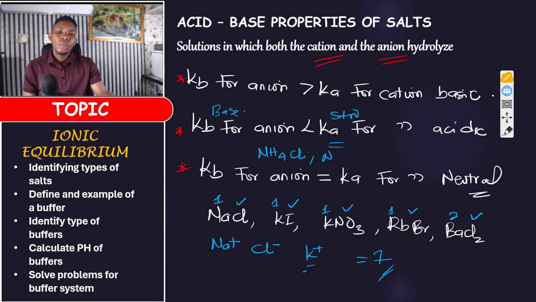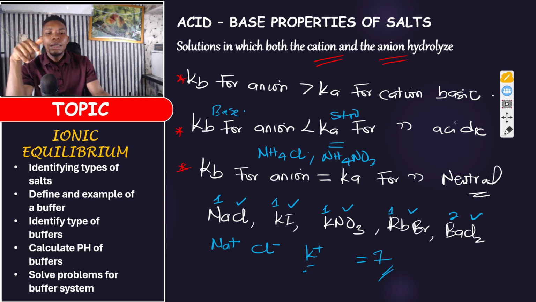Now, my dear students, let's look at it critically. Ammonium chloride. Now, this chlorine here is an anion from a strong acid. Are you getting it? It's a cation from a strong acid rather. No, this is not a cation from a strong acid.